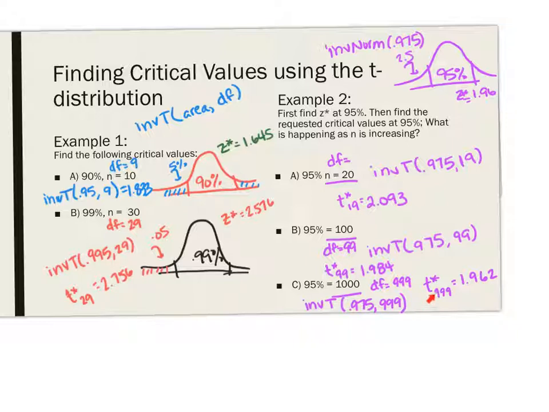What's happening to T star as these degrees of freedom or this sample size is increasing? Well, remember this, when we first started, Z star was 1.96. Look at where it is at 1,000. It's going to 1.962. It wants to get closer and closer to 1.96. It's going to get as close as possible. So as the sample size increases, what's happening to T star? It's becoming Z star.